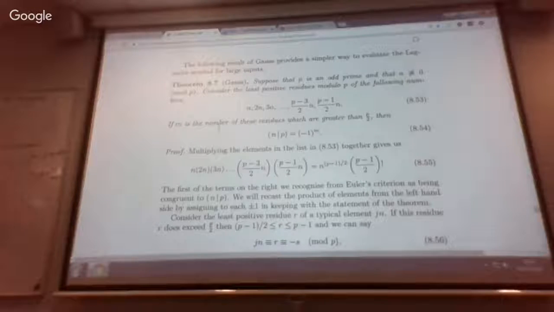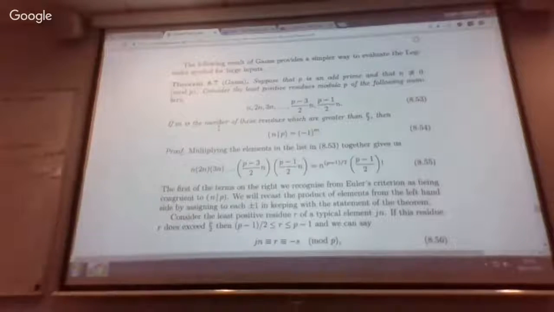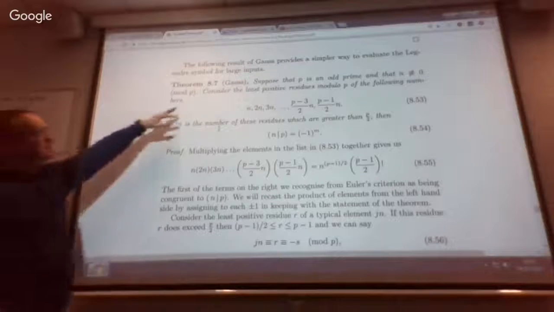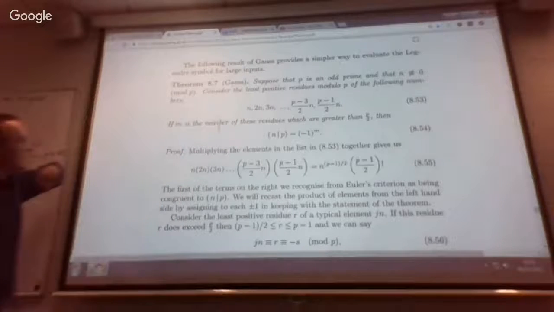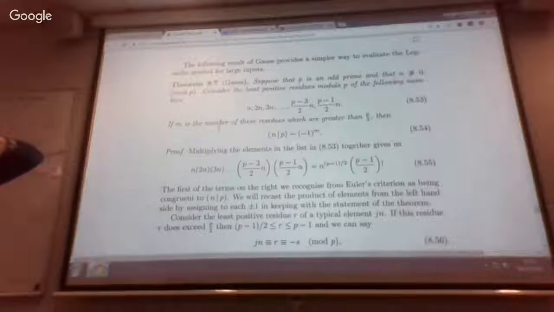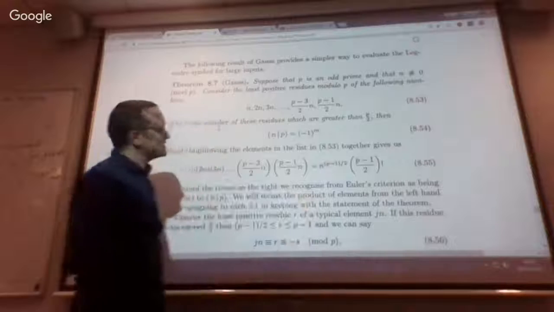There we looked at multiplying together all the multiples of 2. To generalize it, when we're looking at an arbitrary n, we're going to multiply together all the multiples of n. Okay, I just realized I haven't exactly stated what the result is. It's a way of evaluating the Legendre symbol n mod p, and it uses this number m. Now what's this number m?